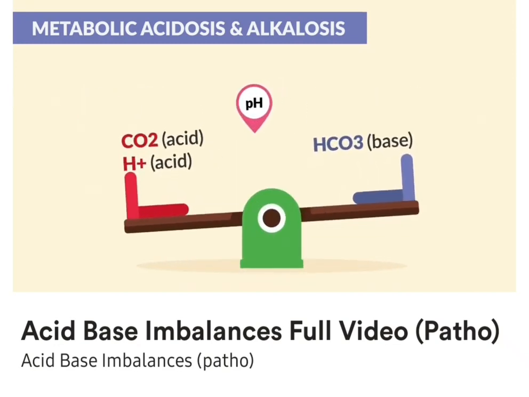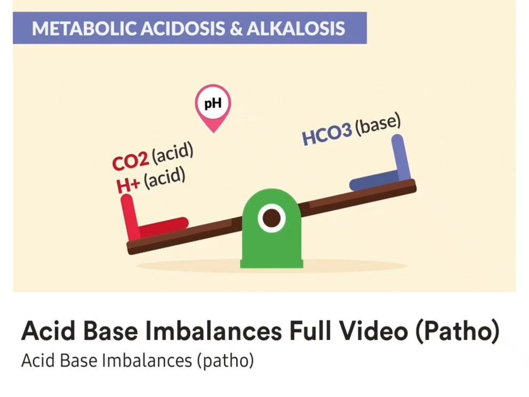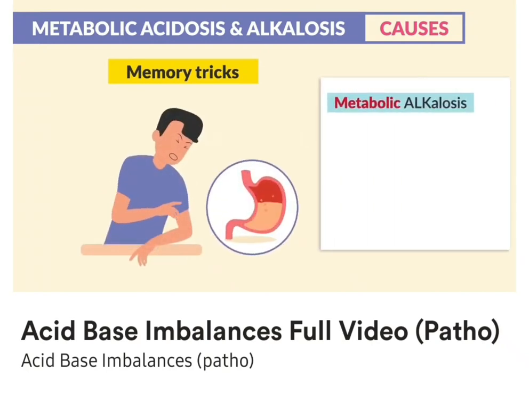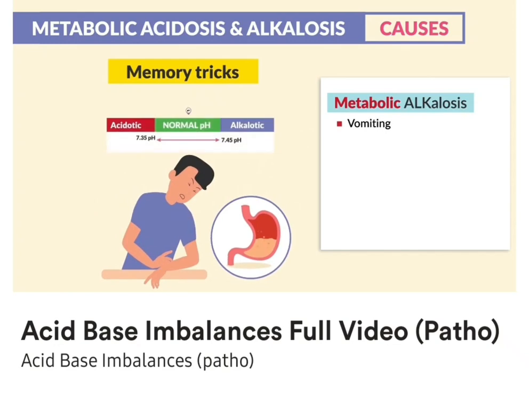What are we left with? Only acid. So the body goes into acidosis. Okay, now our memory tricks are really fun here, so pay close attention. With metabolic alkalosis, we vomit out all that acid, leaving us in a base or alkalotic state.